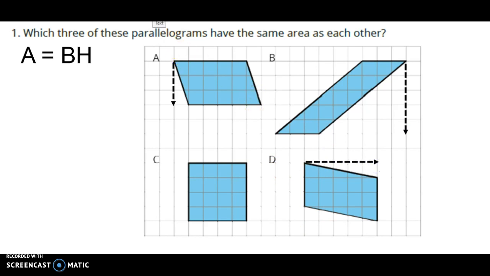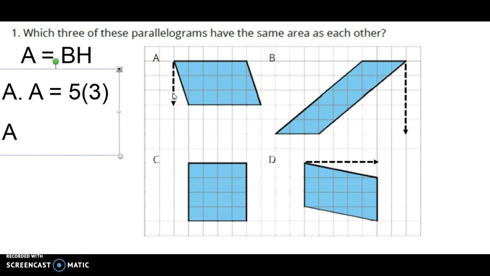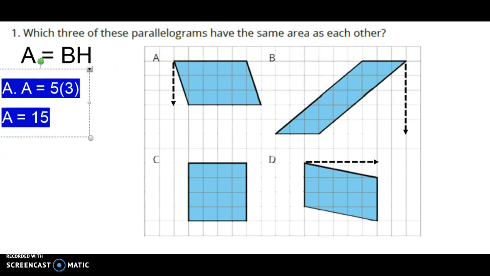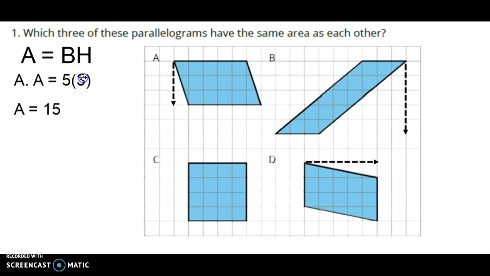All right, so let's go ahead and calculate these. I'm going to count my base, and I see that my base is 1, 2, 3, 4, 5 units. So I'm going to say area equals 5 times my height, which is 1, 2, 3 units. So area, class, is going to be what? 15. Let's make this a little bit smaller just to make sure we can fit everything in here. Okay. And then let's move on to B.